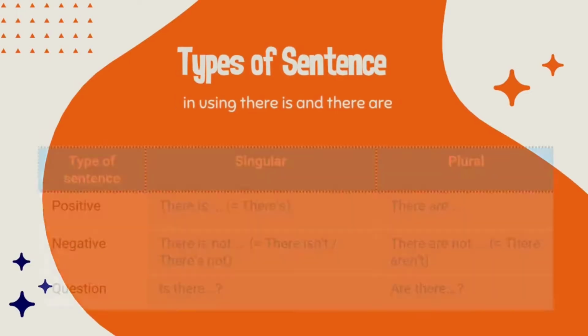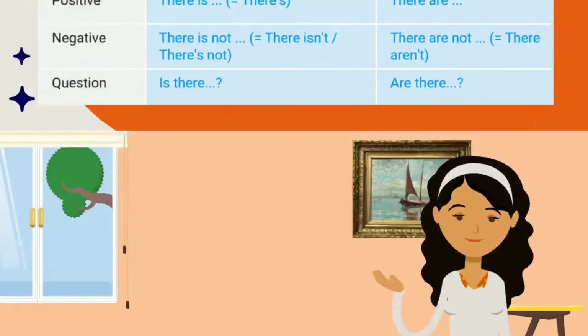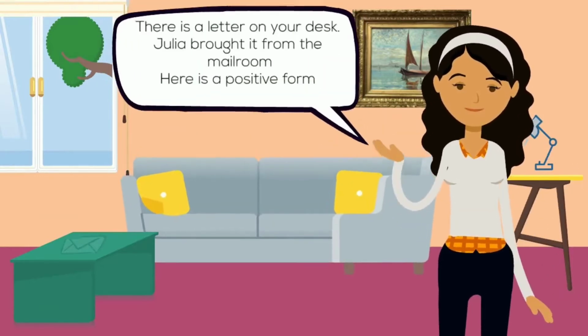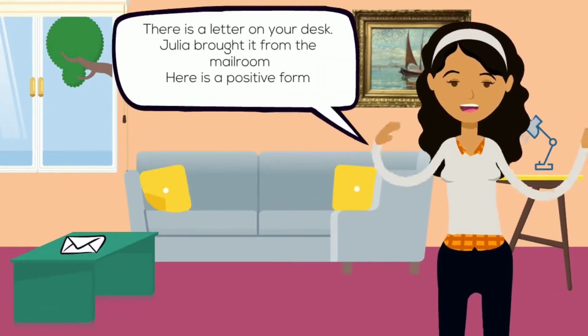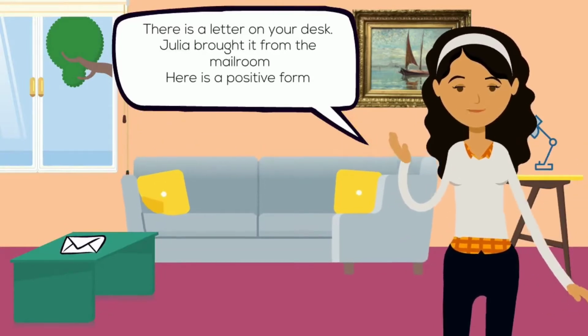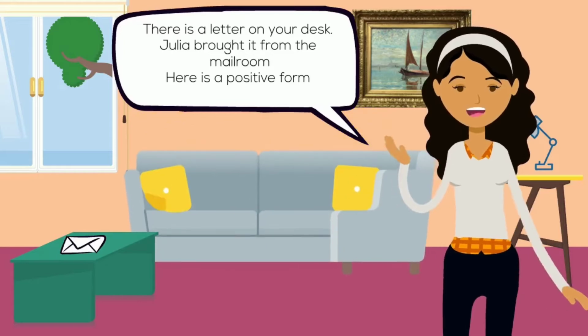Let's look at the type of sentence that we can use in the positive, negative, and question form. Here is the table form to use them. Let's take a look at the examples given. The first example is, there is a letter on your desk. Julia brought it from the mailroom. Here is a positive form.